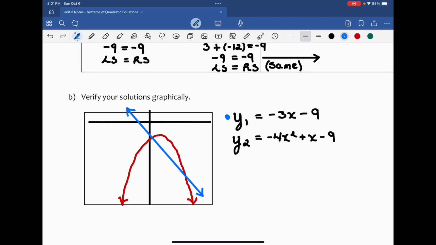Perfect. And I'll even color code these. Here's your y1. Here's your y2. Awesome. The solutions are here. The solutions are here. In your graphing calculator, this one will end up being the 1 and negative 12 that we solved. The other one, which is up here, will end up being our 0 and negative 9.